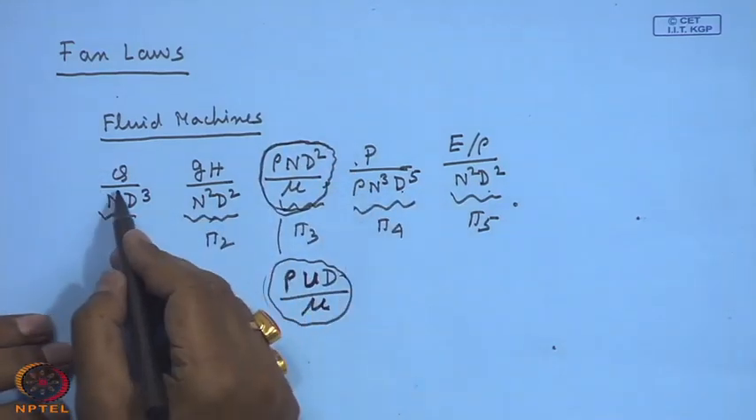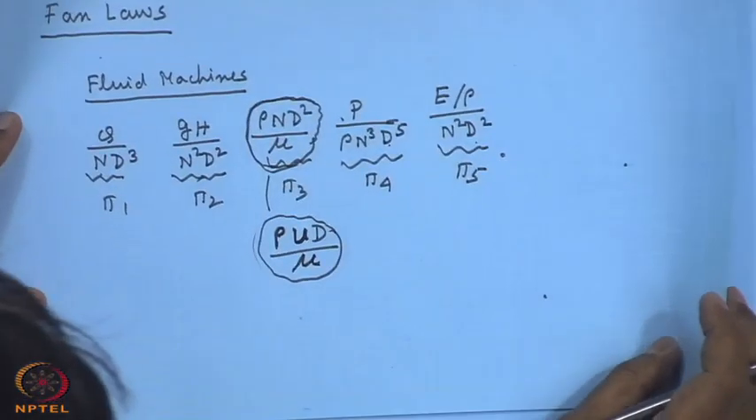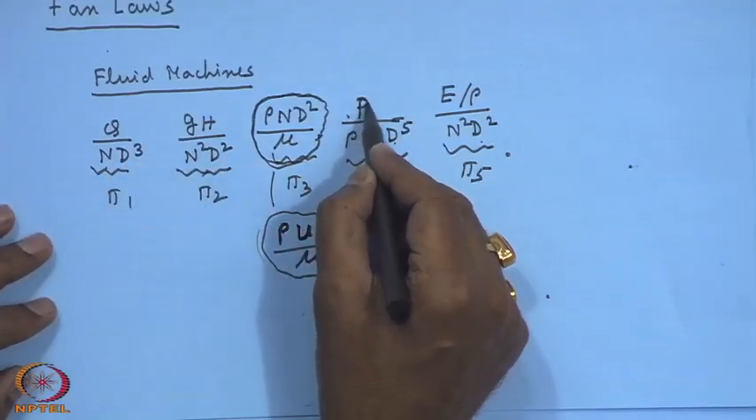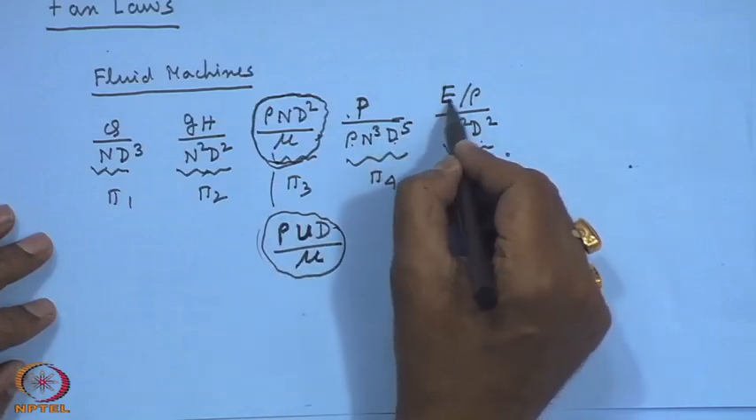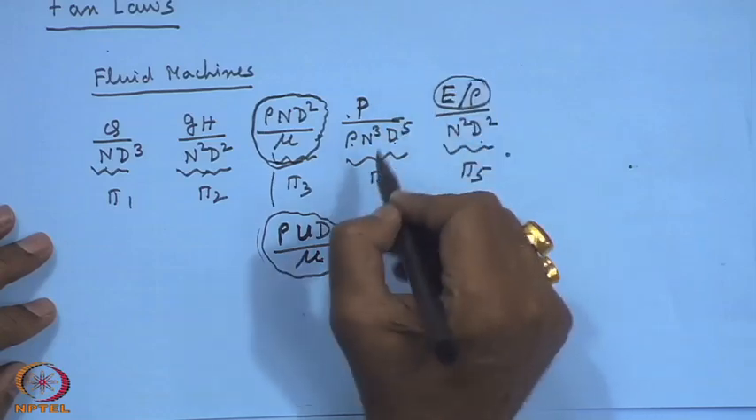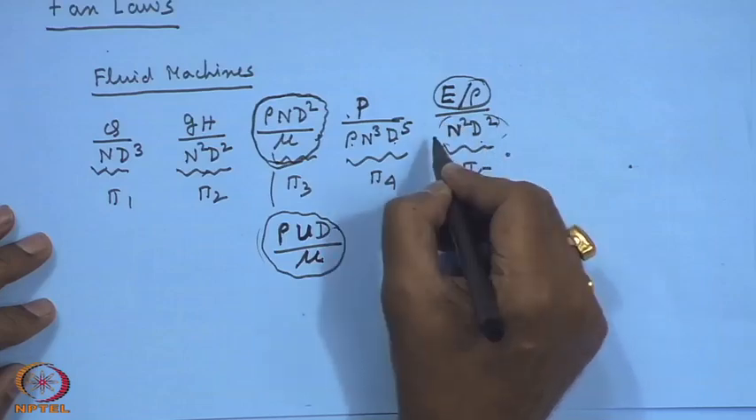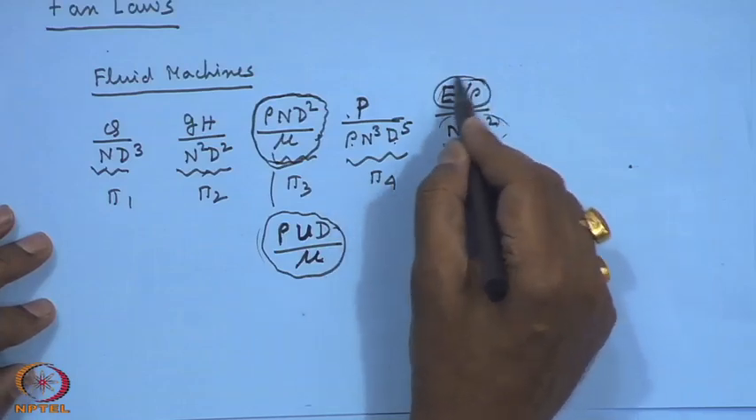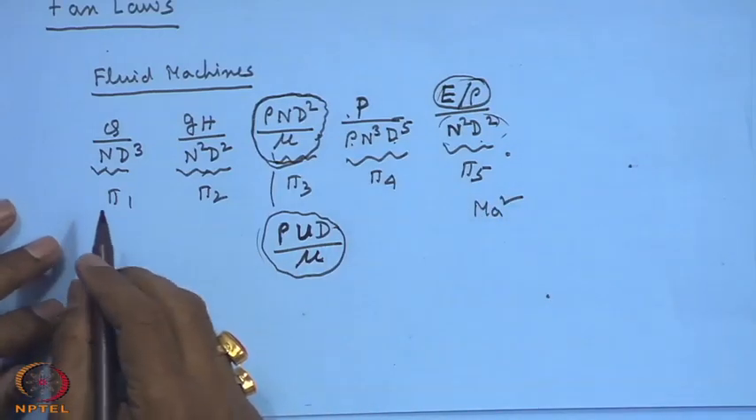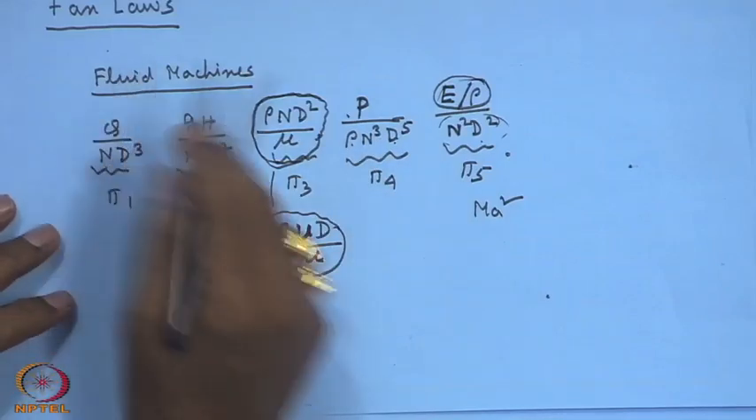Now, if you take this term, it is not only for fans, but for any fluid machine. This term is a non-dimensional power, P by rho n cube d to the fifth. This term you know, E by rho is the square of the acoustic speed, or speed of sound in the fluid medium relative to the fluid, and this is the square of the peripheral velocity. So, this is some sort of Mach number squared.